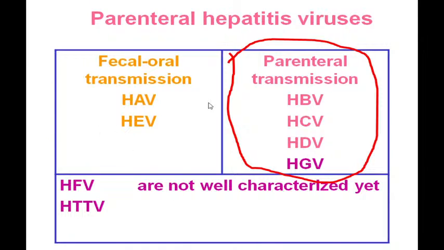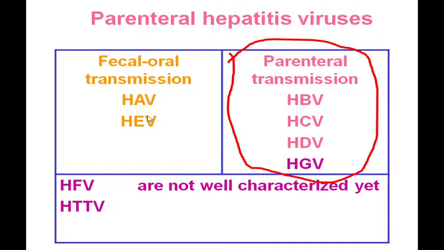So regarding the hepatitis viruses, they all can be classified broadly into two different categories. I mean, those that are very well identified, not HFV and not HTTV. So the major hepatitis viruses are divided according to their way of transmission.